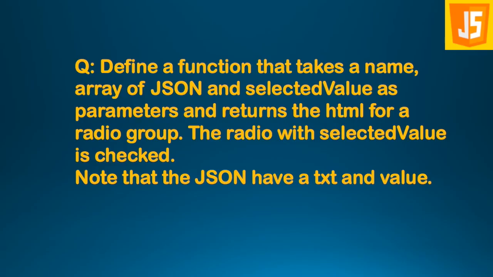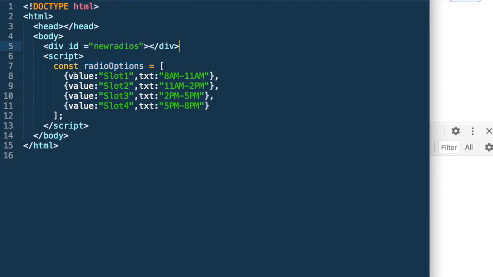Define a function that takes a name, an array of JSON, and selected values as parameters, and returns the HTML for a radio group. So the name should be the name of that radio group, the array of JSON, and a selected value. The radio with selected value is checked. Note that the JSON have a text and a value. So text is what is shown in the HTML, and value is the value on selection. So here I have an array which has a value and a text, and this is delivery option. Say we wanted between 8 and 11, one delivery option should be selected.